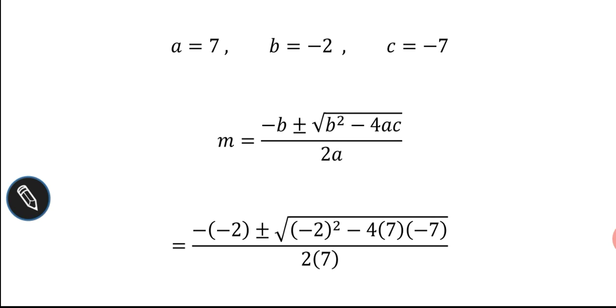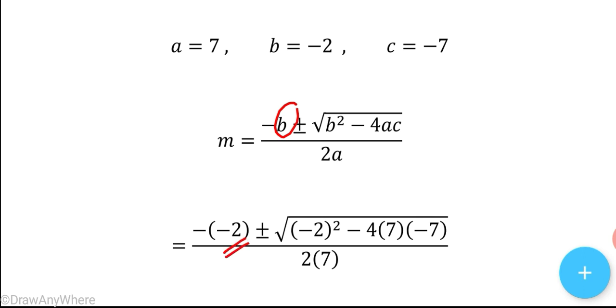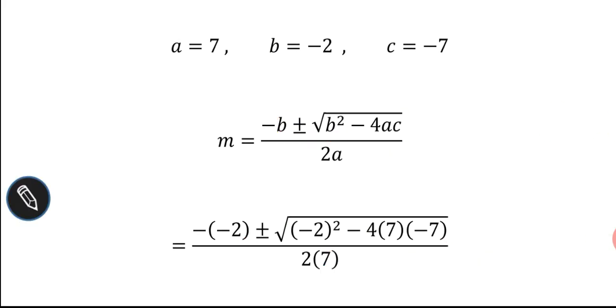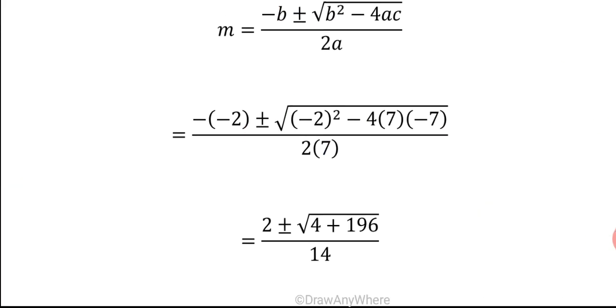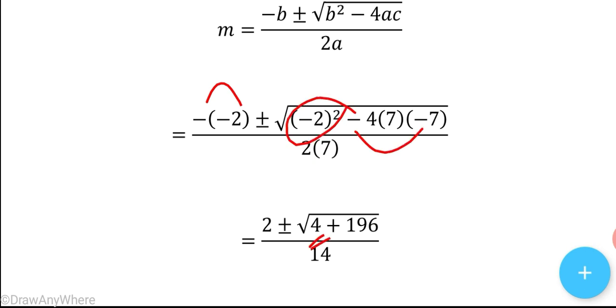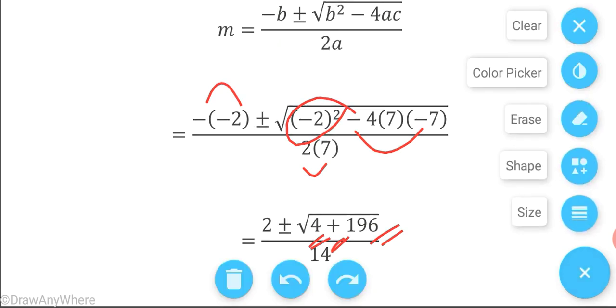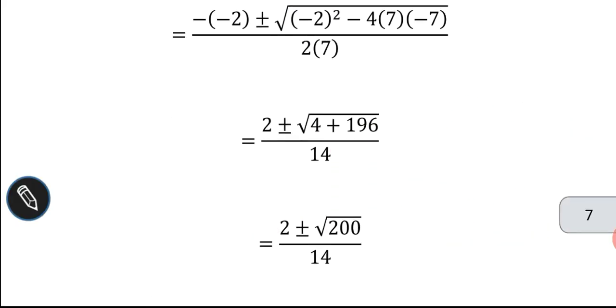So it will become minus of b. The value of b is minus 2, plus or minus square root of b squared, minus 2 the whole squared, minus 4 into 7 into minus 7, the whole divided by 2 into 7. Okay, so that is equal to minus into minus plus, so 2 plus or minus square root of 4 plus 4 into 7 into 7, which is 196, divided by 2 into 7, 14. Okay, so that is equal to 2 plus or minus square root of 200 divided by 14.